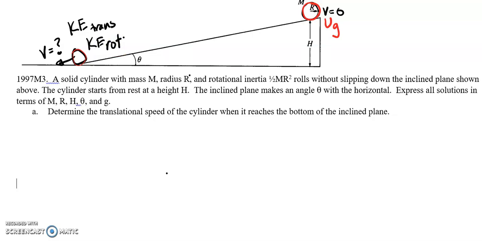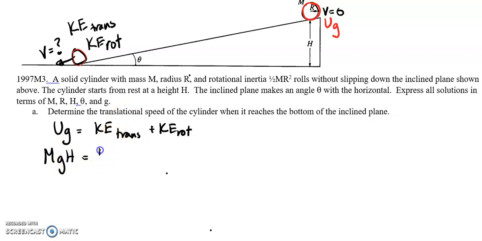Now let's go ahead and set this up. Again, for energy conservation, we're always comparing 2 points. So it's initially UG, and then we have KE translational plus KE rotational. UG is just going to be mgh, with capital H in this case. KE translational is 1/2 m v squared. KE rotational is the rotational analog to translational, so that's 1/2 I omega squared: I is the rotational analog to m, and omega is the rotational analog to v.